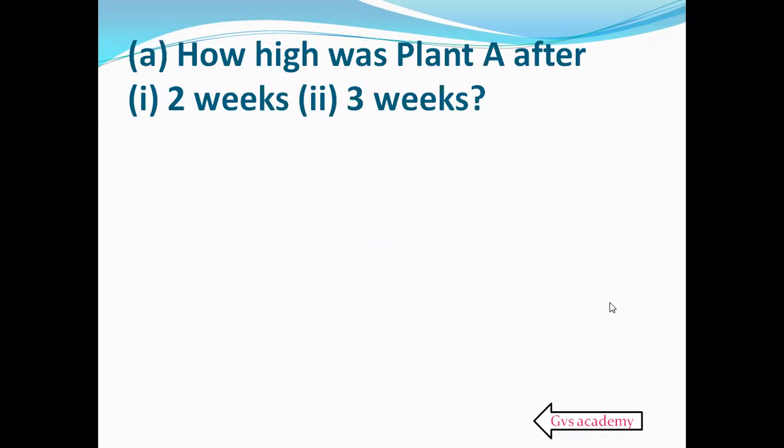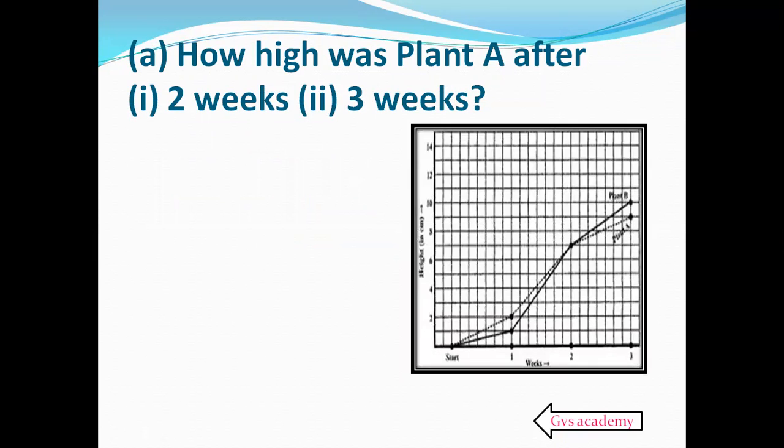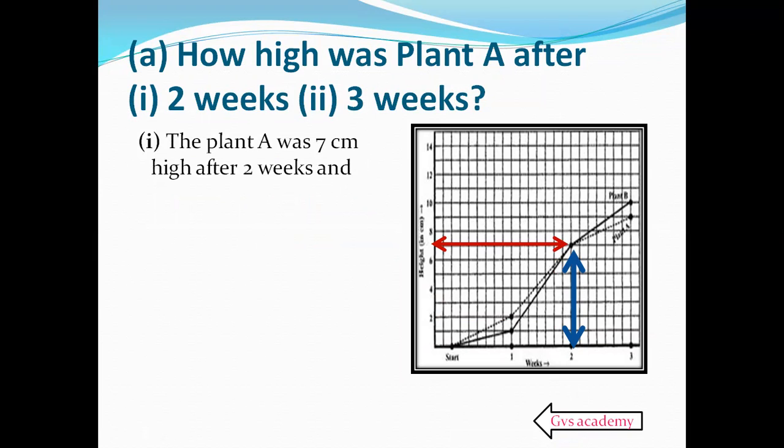Now the first question: how high was plant A after 2 weeks and 3 weeks? Now we are looking only at plant A. Plant A is given in the form of the dotted line. At the second week, how has it increased? It has increased to 7. So plant A was 7 centimeter high after the second week.